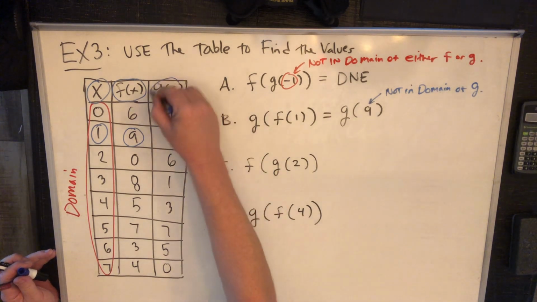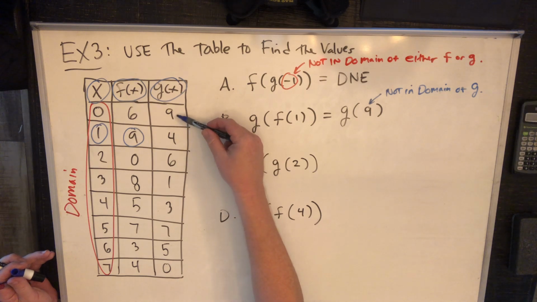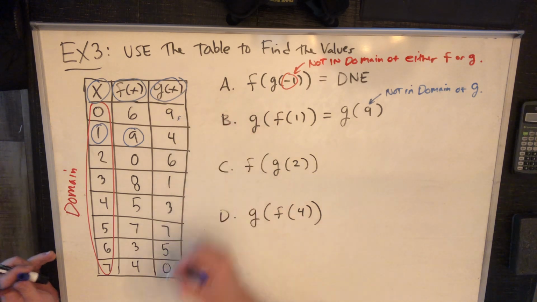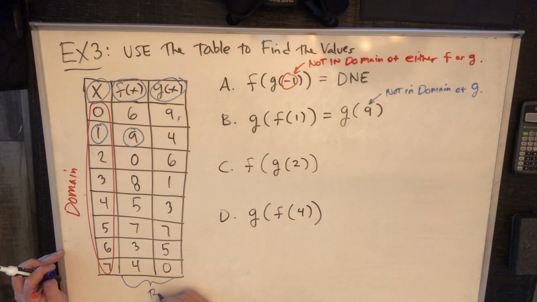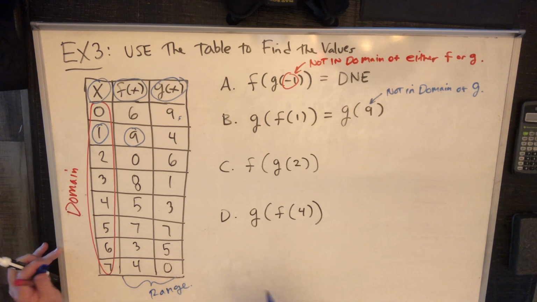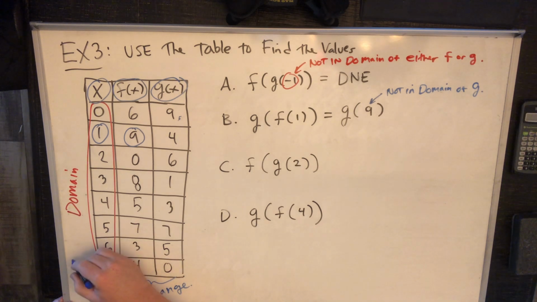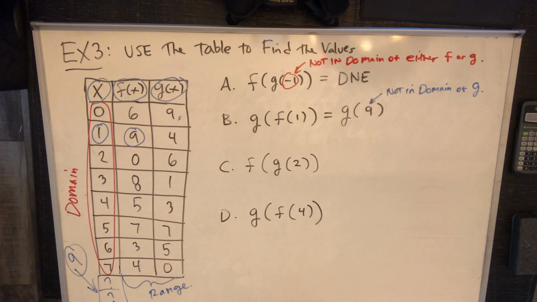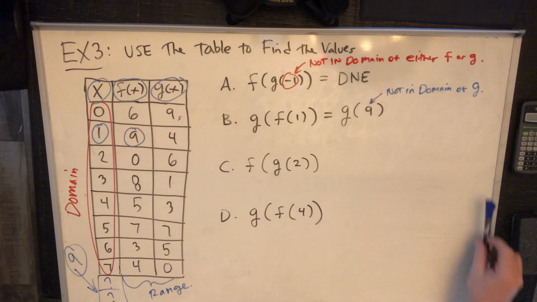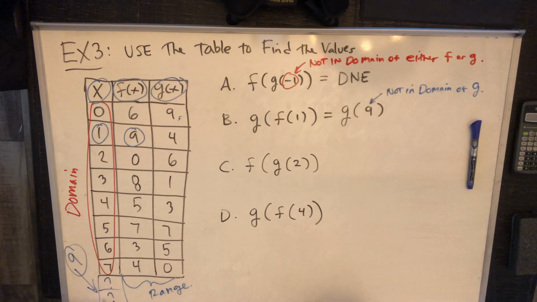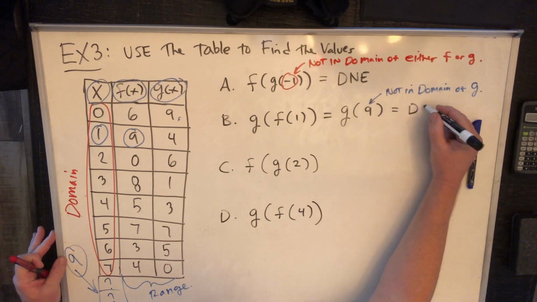When you come over here to g, these are your range values. These are your domain values. So 9 is not in the domain because our table stopped at 7. So unless we have some more information to tell us what's happening at 9, this is again DNE.